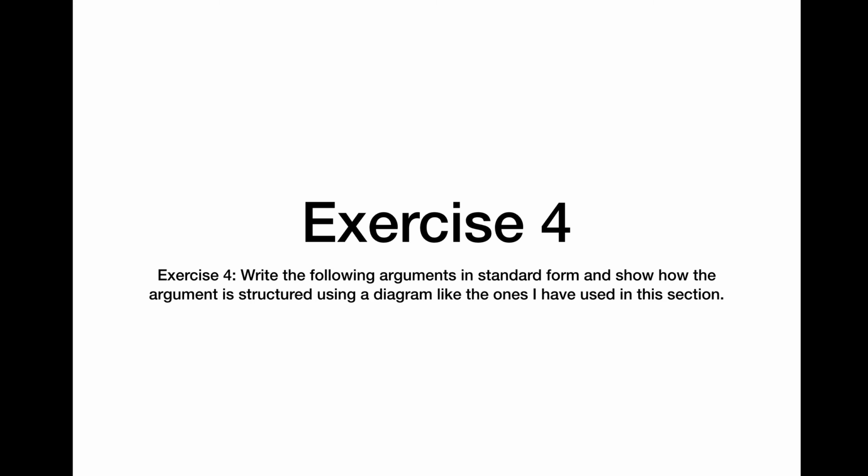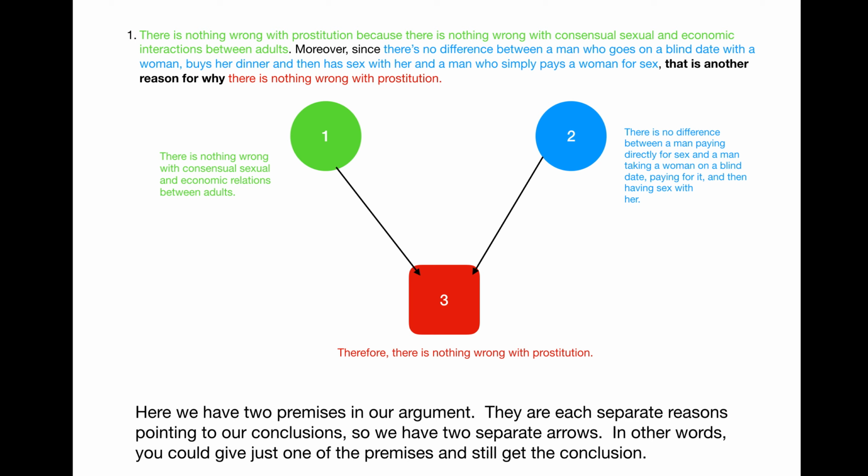All right. So you had to write the following arguments in standard form and show how the argument is structured using a diagram. Okay. So our first one: there's nothing wrong with prostitution because there's nothing wrong with consensual, sexual, and economic interactions between adults. Moreover, since there's no difference between a man who goes on a blind date with a woman, buys her dinner, and then has sex with her, and a man who simply pays a woman for sex, that is another reason why there is nothing wrong with prostitution.